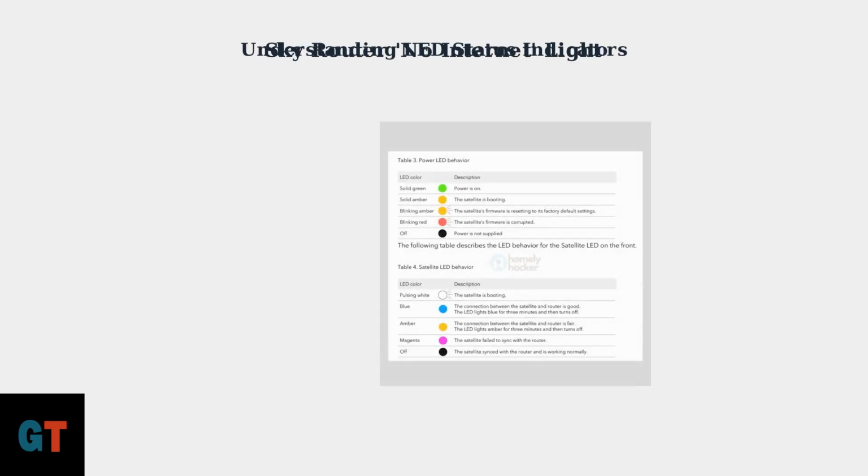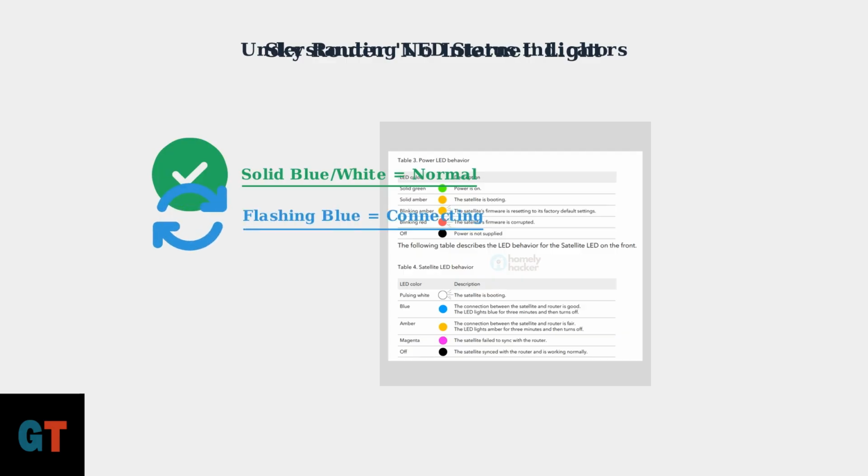Understanding your router's LED status lights is crucial for diagnosing connection problems. Each light color and pattern tells you something specific about your router's condition. A solid blue or white light indicates normal operation. Your router is connected to Sky's network and functioning properly. A flashing blue light means the router is connecting or starting up. This is normal during the boot process and should change to solid blue within a few minutes.